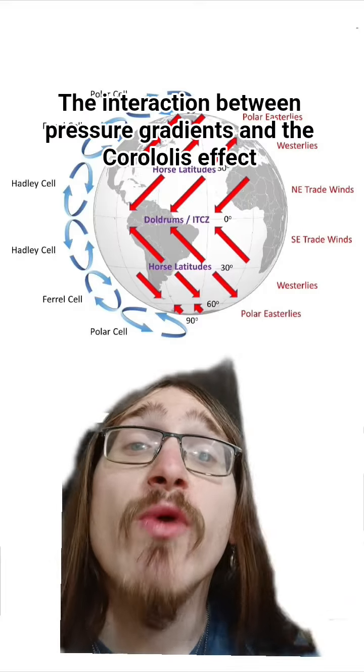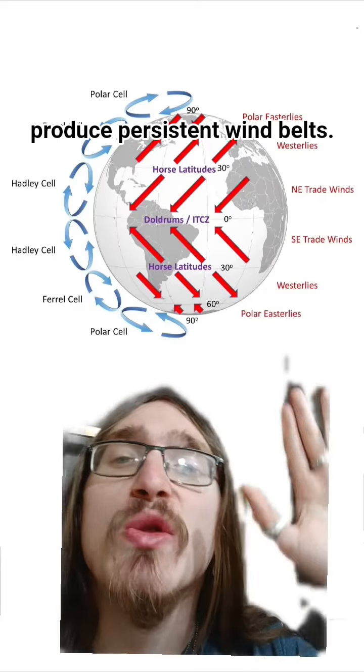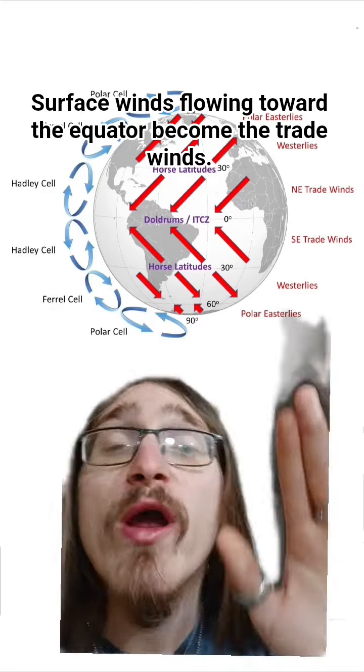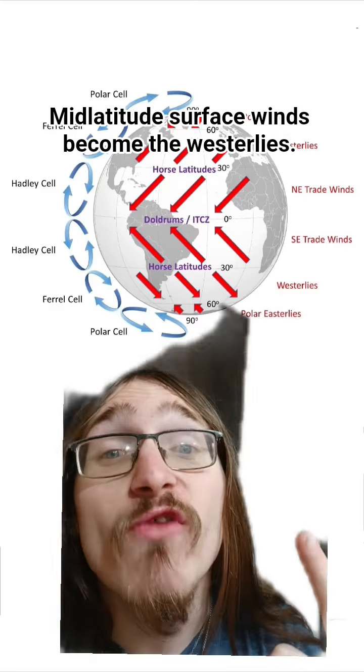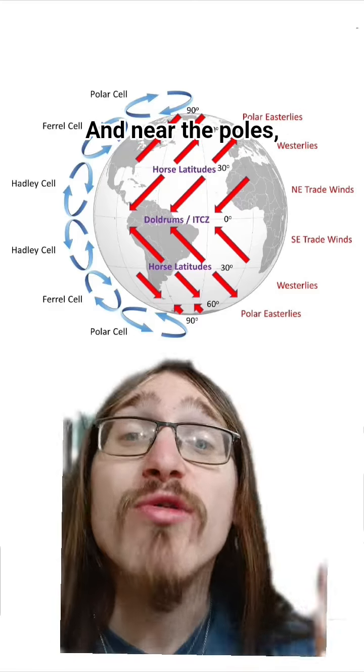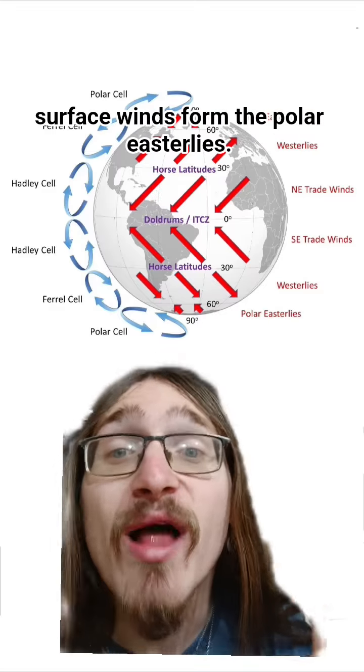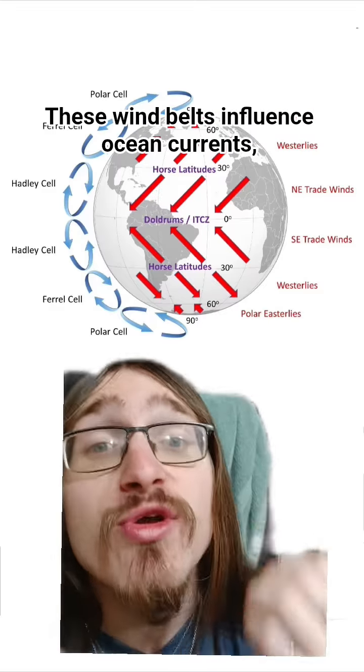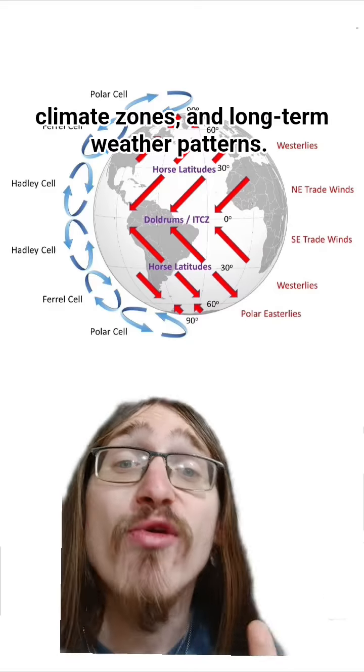The interaction between pressure gradients and the Coriolis effect produces persistent wind belts. Surface winds flowing toward the equator become the trade winds. Mid-latitude surface winds become the westerlies, and near the poles, surface winds form the polar easterlies. These wind belts influence ocean currents, climate zones, and long-term weather patterns.